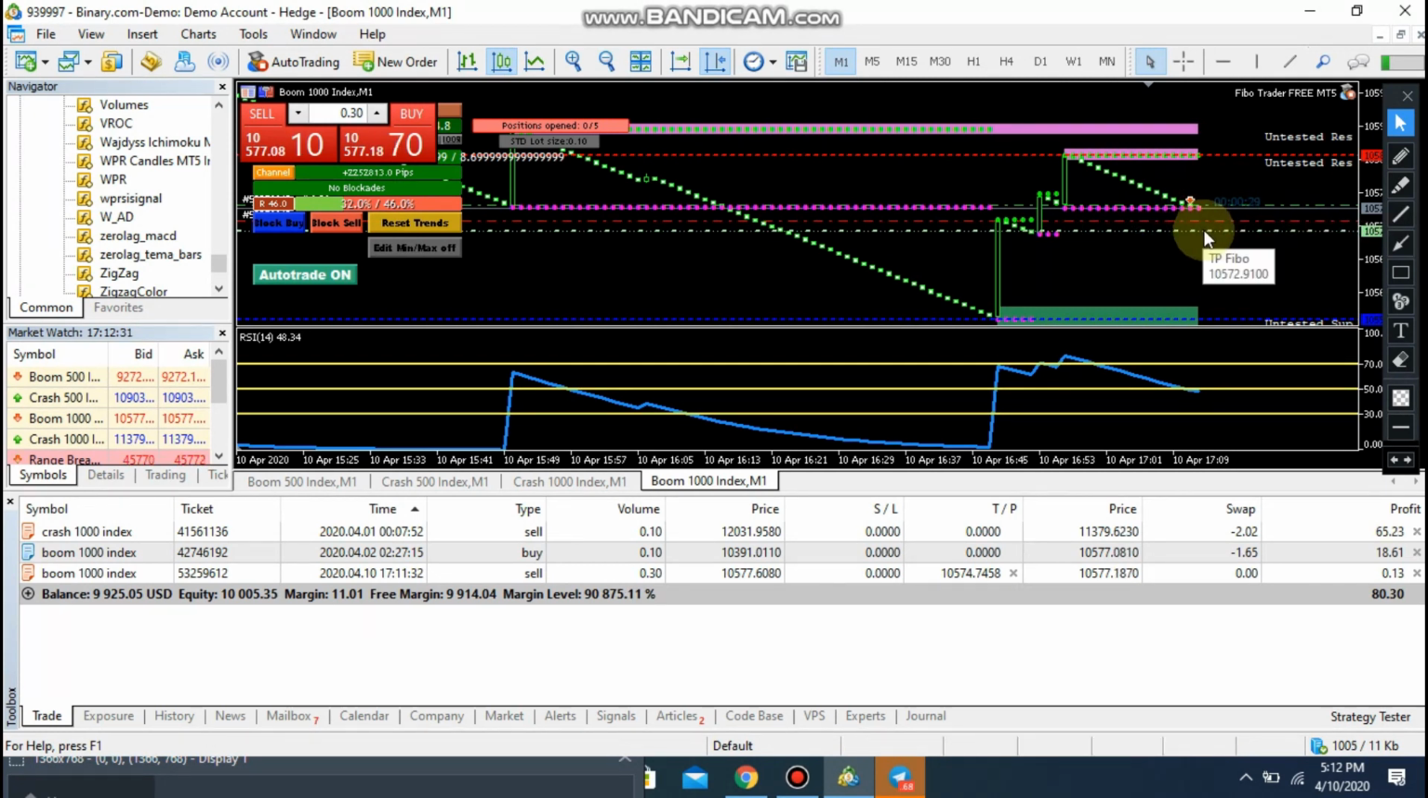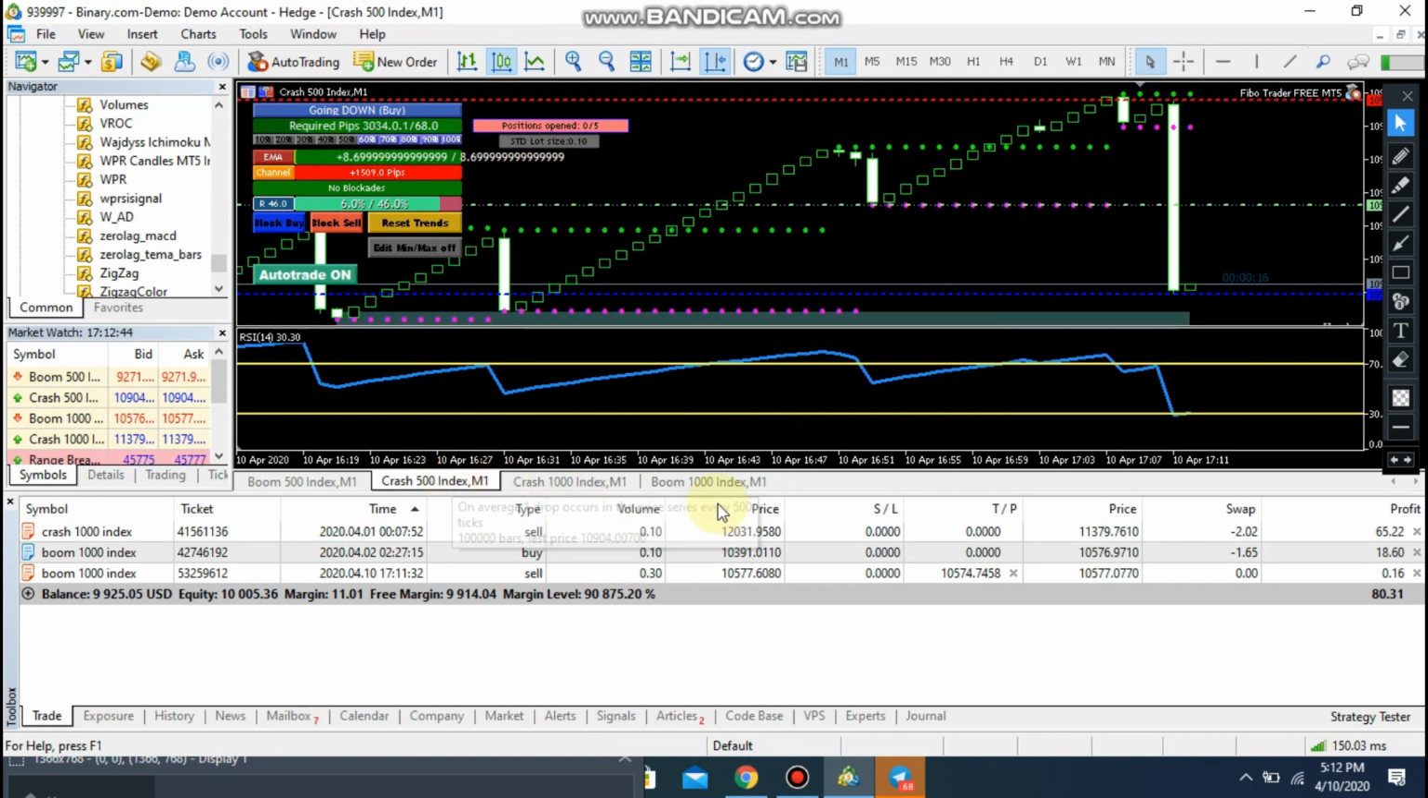Don't let the price get to the TP. Always adjust your TP. Always apply money management. Also, let's go to the Crash and see what is happening. Yes, as you can see, Crash 500.